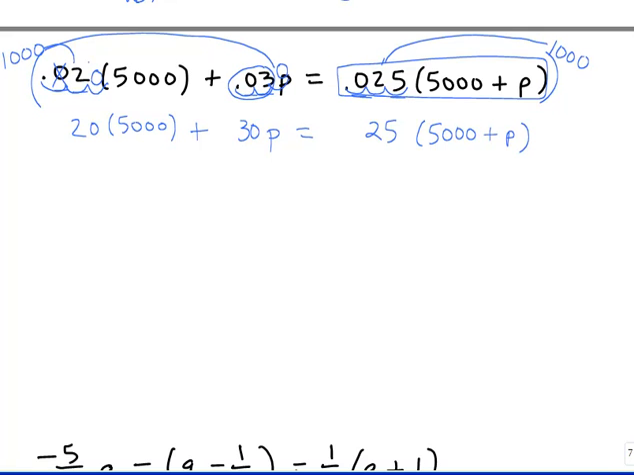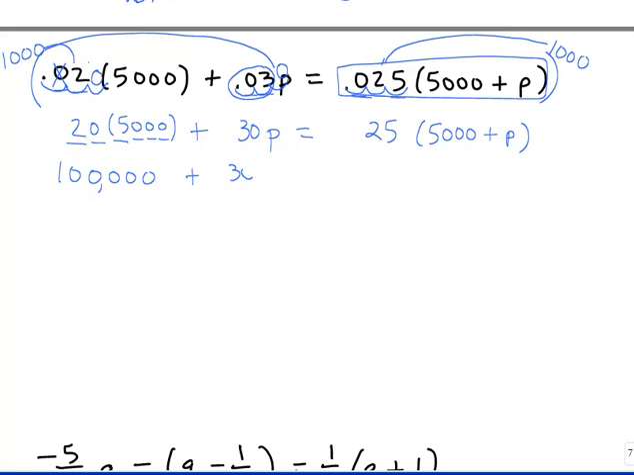Now use significant digits here to make this easier. If I want to do 20 times 5,000, just do 2 times 5, which we know is 10, and then count how many zeros you still need. I need 1, 2, 3, 4 more zeros. So 20 times 5,000 is really 100,000.